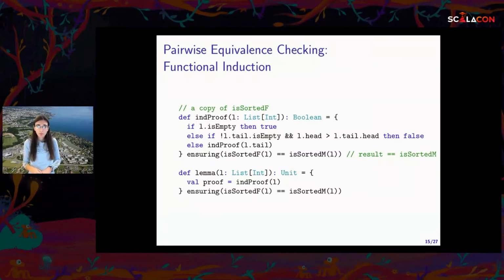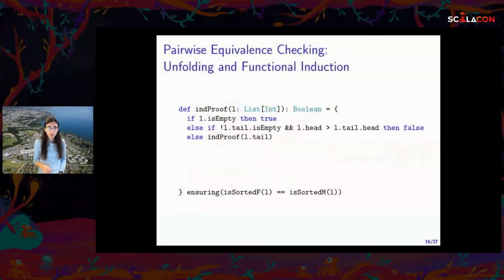Now that you know that, I can tell you how this is a proof. If I zoom in a bit on this proof, you can see that it is exactly the same as the function that I showed you on the very first slide. It's is sorted f, exactly the same, just with a different name. It's called is sorted proof, because now it's a proof, and in addition to its implementation, it has this ensuring attached.